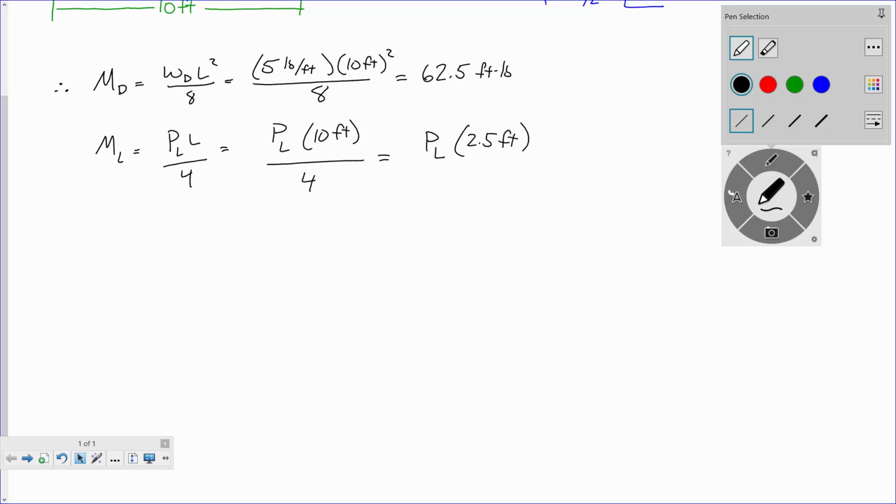So therefore, I've got dead load moment, I've got live load moment. What can I do with that? Okay, so factored total moment is what?